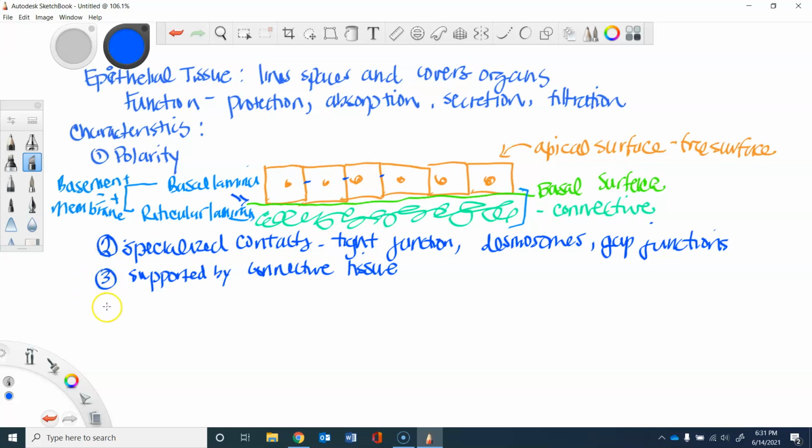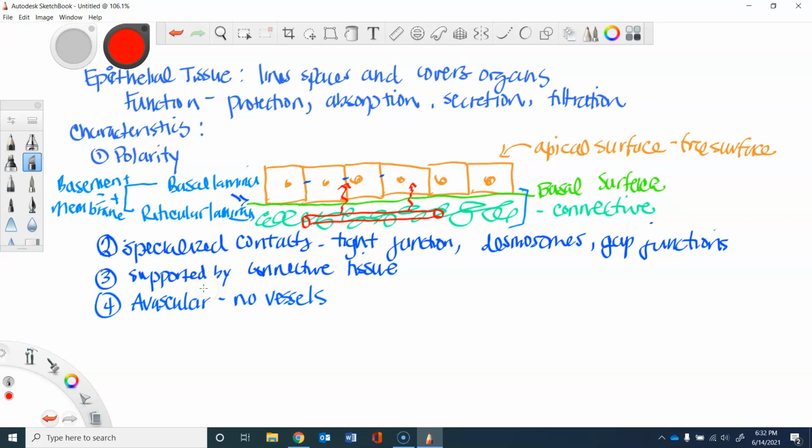Okay, the next characteristic about all epithelial tissue is that it is avascular. So that means it has no vessels in it, no blood vessels. Okay, so if they have no blood vessels, then how do these cells survive? Well, they get all of their nutrients from the connective tissue below, because the connective tissue below is vascular. So it will have blood vessels, and these are capillaries, and cells and things like that from the capillaries will diffuse into the epithelial tissue, giving it its nutrients.